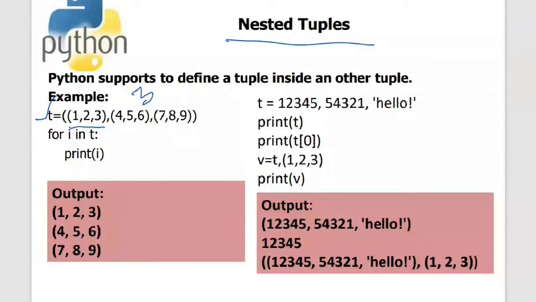The first item is 1, 2, 3, which is a tuple itself. It is printing the first item. Then the second item is 4, 5, 6, which is again a tuple itself, and it prints the second item. The third item, 7, 8, 9, is also a tuple, and it prints that. This concept is called a nested tuple. In this particular example, there are 3 items. Even if you don't give parentheses, it considers it to be a tuple.